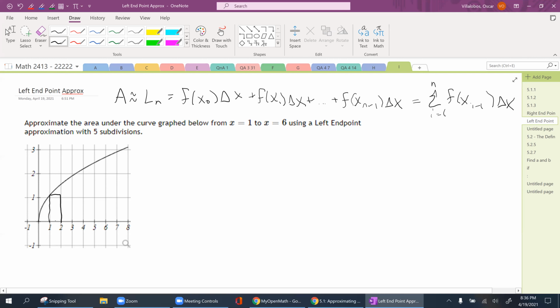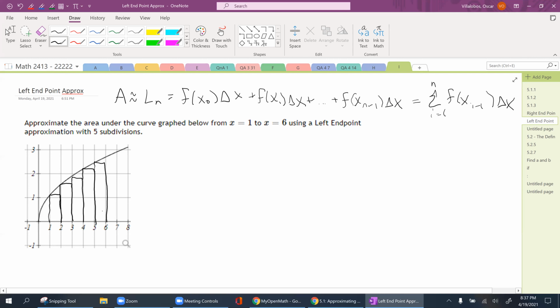The next one, you're going to go up, hit it, and come back. You're going to go up, hit it, and come back. Next step, go up, hit it, and come back. And it stops at 6. You're going to go up, hit it, and come back.